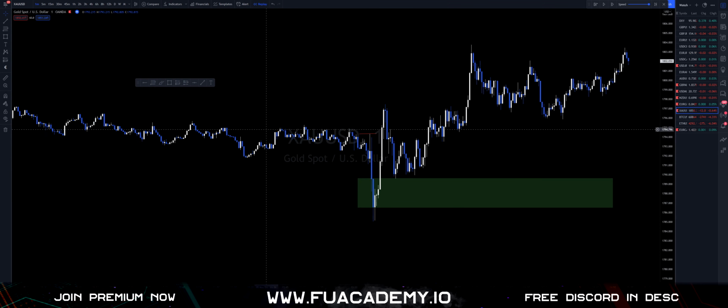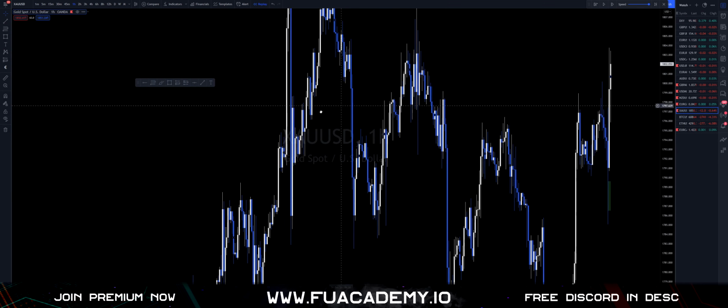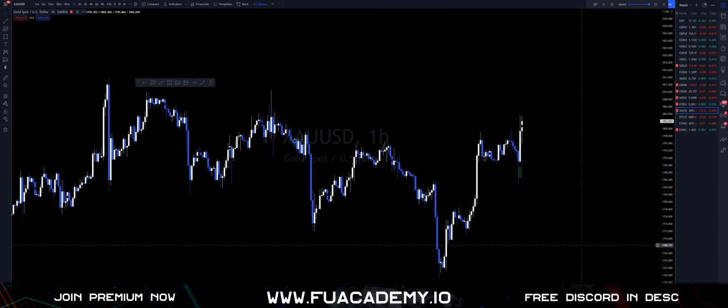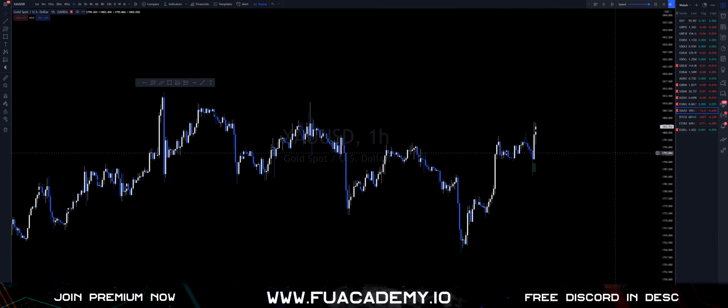Okay, so that was a beautiful buy right here. You could have capitalized on, and as you can see, that trade absolutely flew. That was like, I don't know, 20 to 1 risk to reward trade. Beautiful, beautiful trade overall.